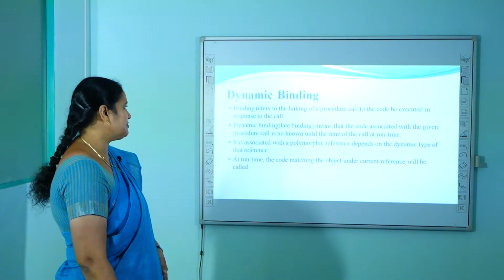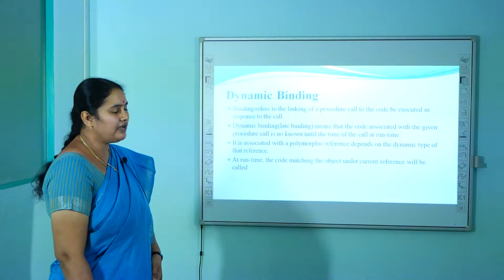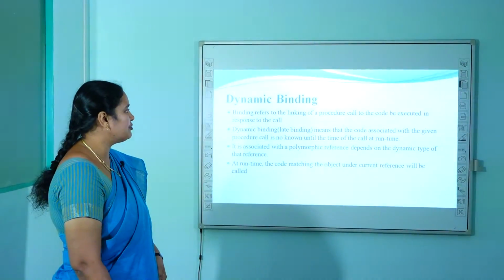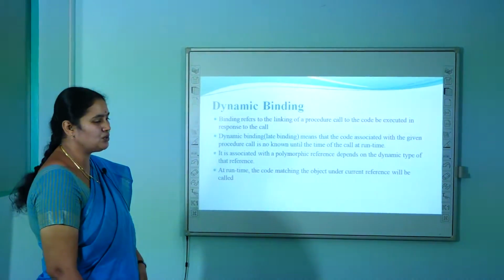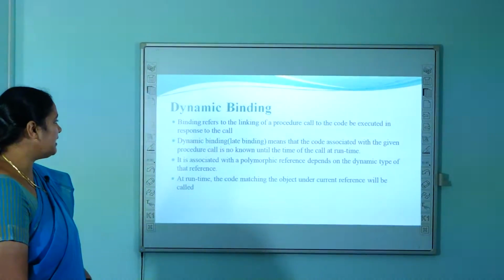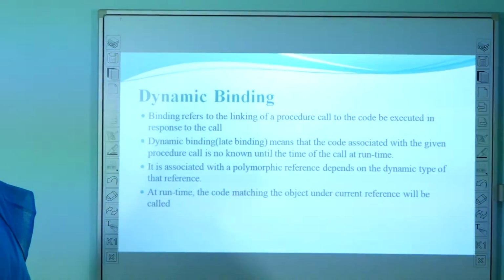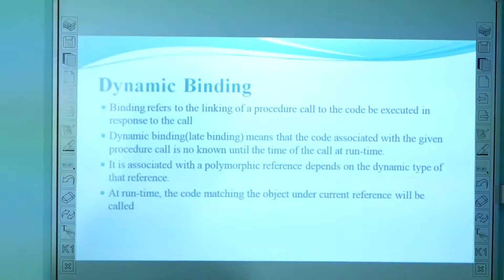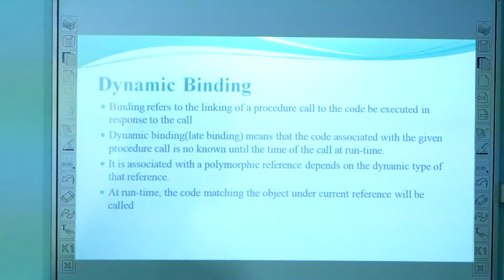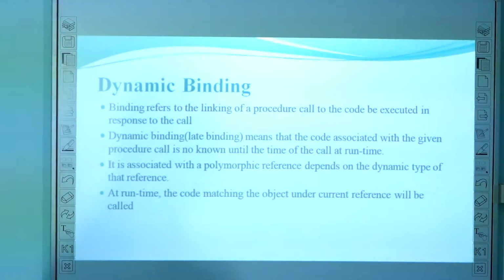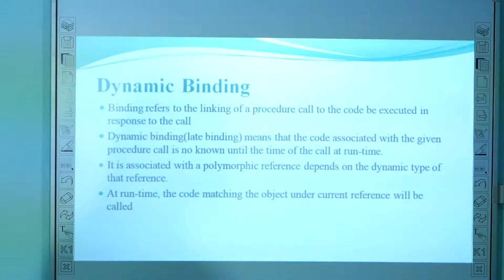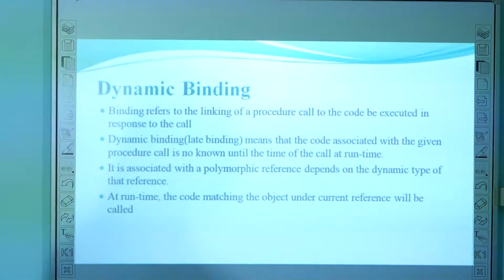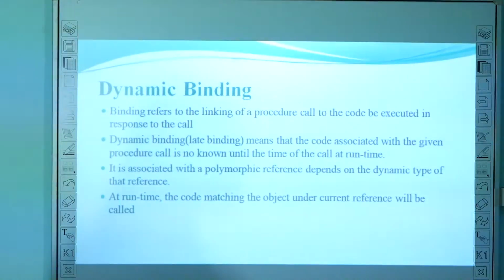Now coming to the concept of dynamic binding. Binding refers to the linking of a procedure call to the code to be executed. Dynamic binding means late binding, which happens only at the time of execution or runtime. It is associated with the polymorphic reference and depends on the dynamic type of that reference. Your data as well as the function are bound and executed only at runtime, and that is called dynamic binding.